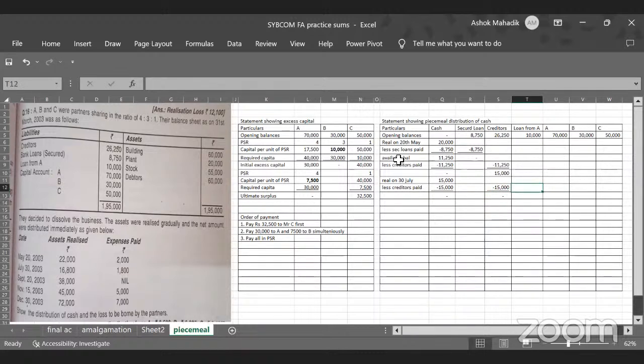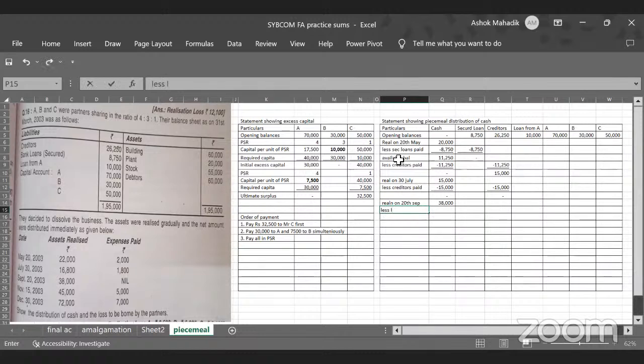Now we have to carry forward or bring down loan from A. It doesn't matter, we can directly go for next realization. So realization on 20th September. How much cash realized? 38,000. So in cash I'll write 38,000. Now there is loan from A. How much? 10,000. So we can use this amount to pay that.